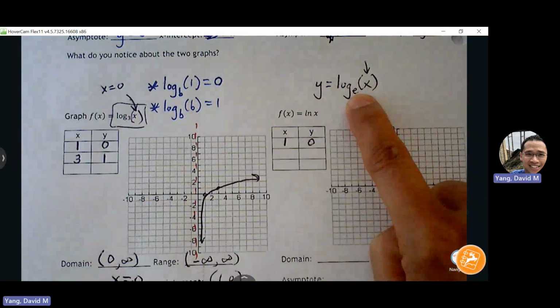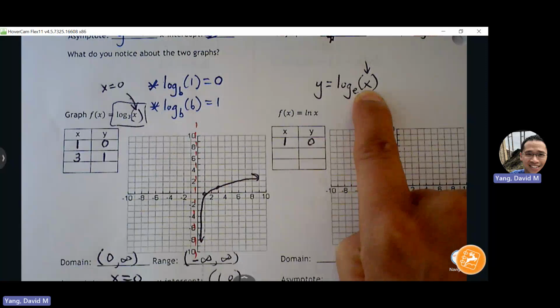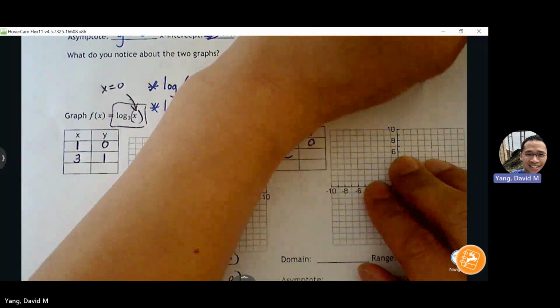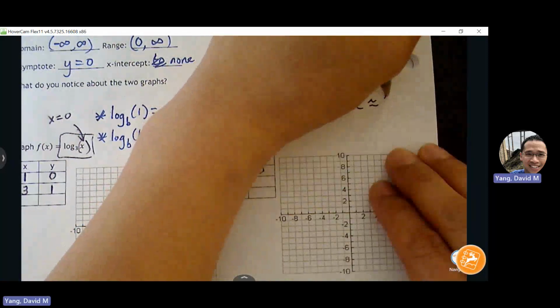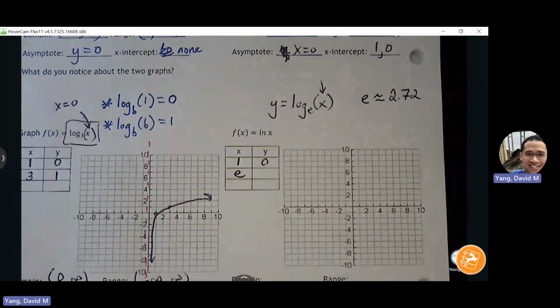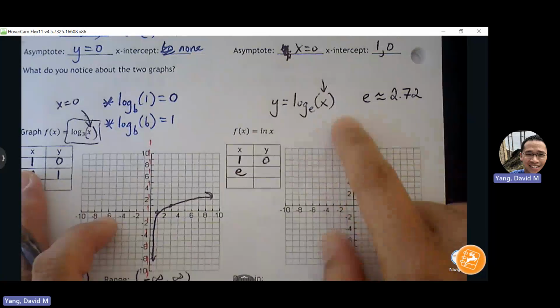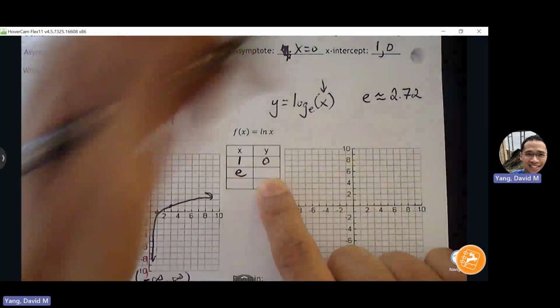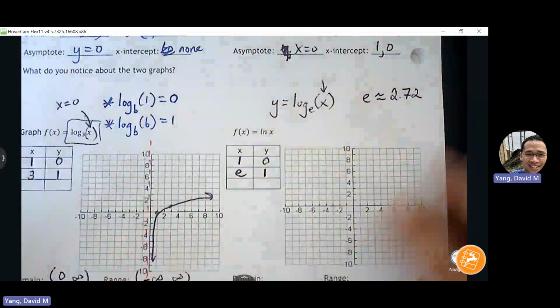Well, this is base e, so I need this to also be e. Now, if you think about what e is as a decimal value, it's around 2.7. It's like how pi is also an irrational number. So log base e of e, natural log of e, is equal to 1. Yeah, if I can get the base and the value to match, this is going to be 1.